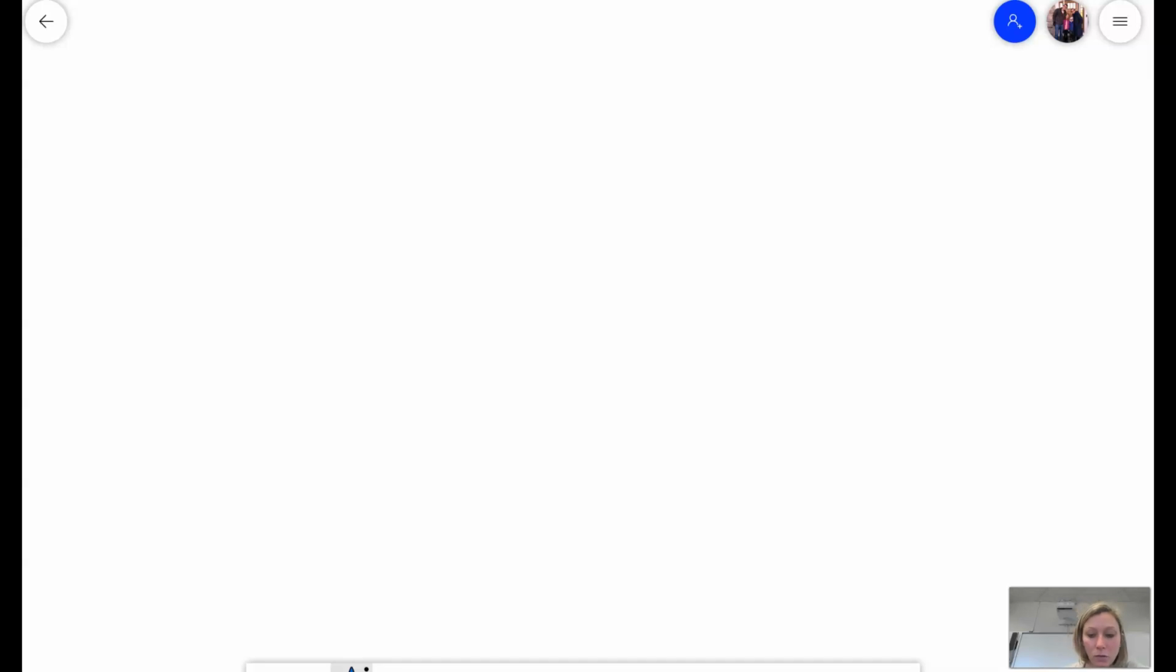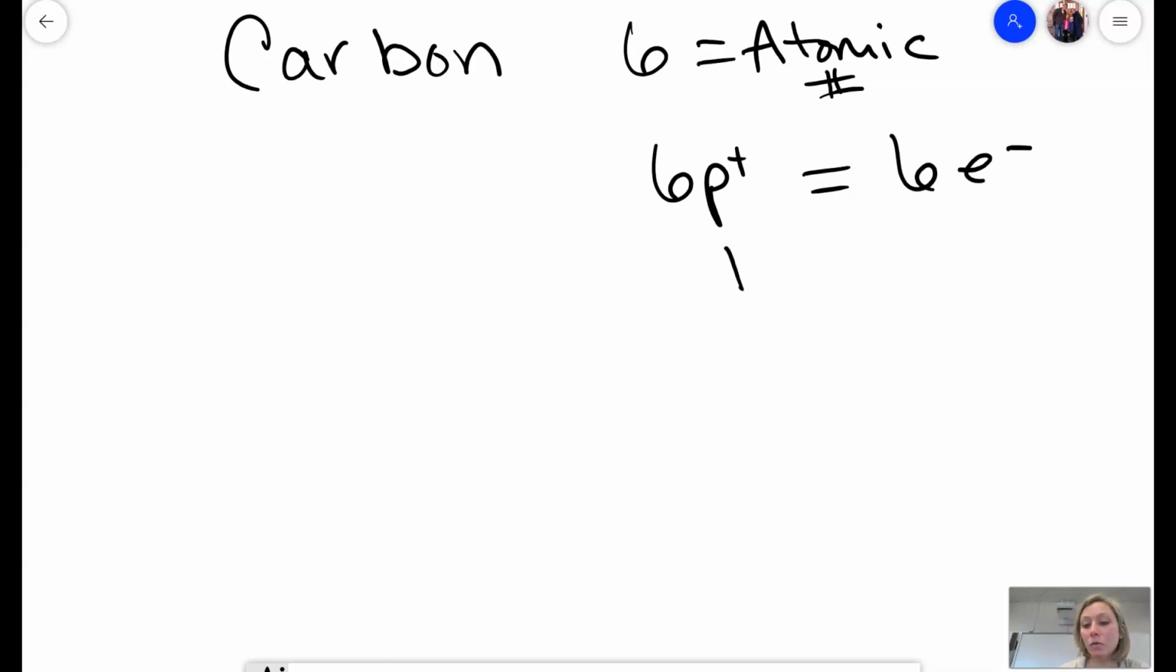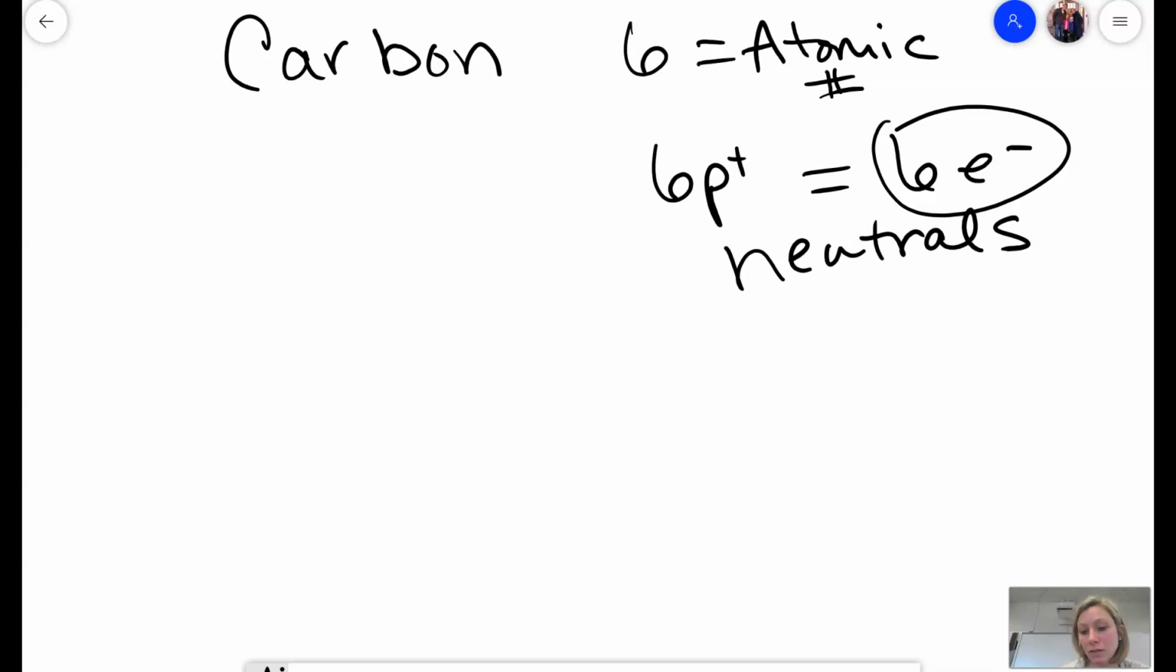Alright, hi ladies. We're going to continue on with our electron configuration. We're going to use the example of carbon. If you look on the periodic table, the atomic number of carbon is 6, and that means that there are 6 protons, and the number of protons has to equal the number of electrons in order for the atom to be neutral. So when we look at electron configurations, we're trying to map out the address for those 6 electrons.